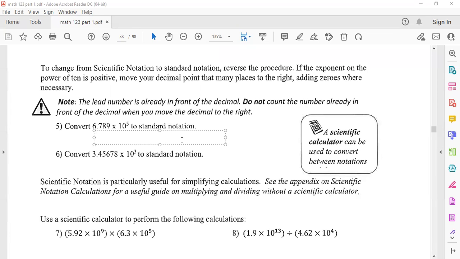So we need to move it 5 places to the right, since it's 10 to the 5th. So 6, 7, 8, 9, 7, 8, 9, that was 3 places. Add 2 zeros. And then I'm just going to insert a comma to make it easier to read. So here, times 10 to the 3rd, so 3 was already to the left, 1 place, 2 places, 3 places, decimal, 7, 8. So I moved it 3 places to the right.